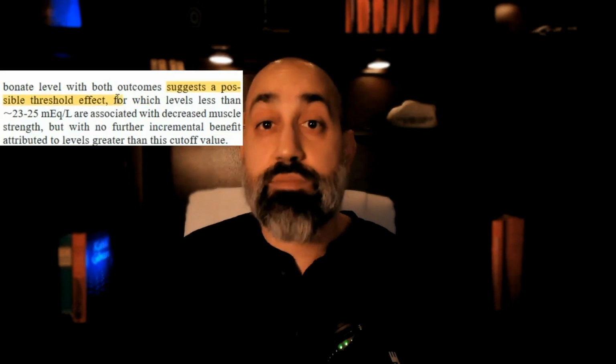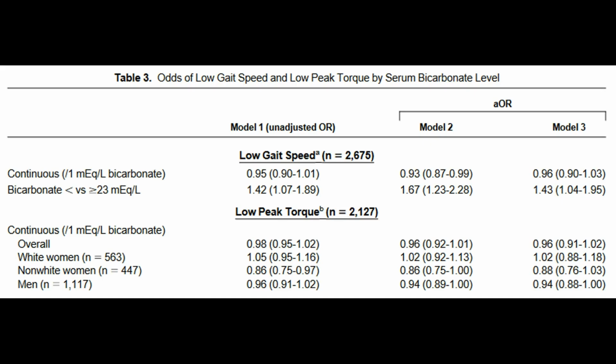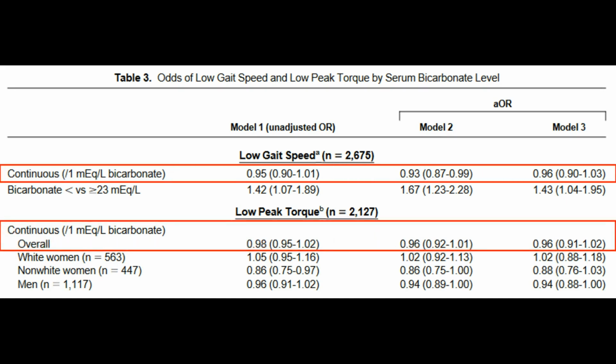And what they found is that it was a threshold effect. The authors themselves even say that right here. You can see in this table the continuous analysis showed no effect. When you're reading a study, pay attention to the part that's in parentheses here. That's what we call the confidence interval. If the bottom of the interval is below 1 and the top of the interval is above 1, it means that there is no statistically significant effect seen in this analysis.